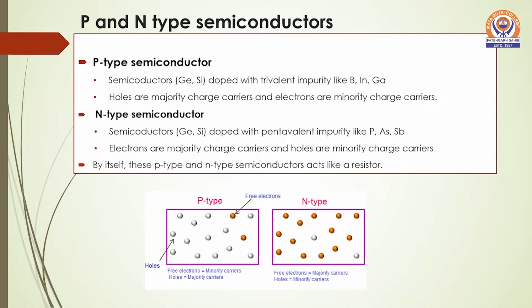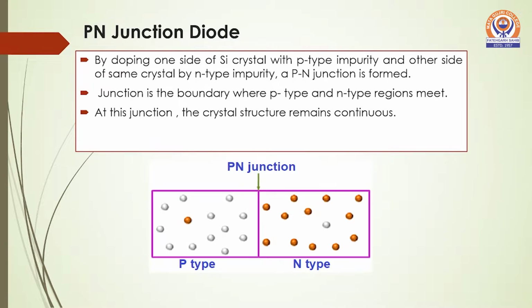But these P and N-type semiconductors act like a resistor, and when they are taken separately, they are of no use. By doping one side of the silicon crystal with P-type impurity and the other side of the same crystal with N-type impurity, a PN junction is formed. Thus, a junction is the boundary where P-type and N-type regions meet. At the junction, there are no discontinuities of the lattice.